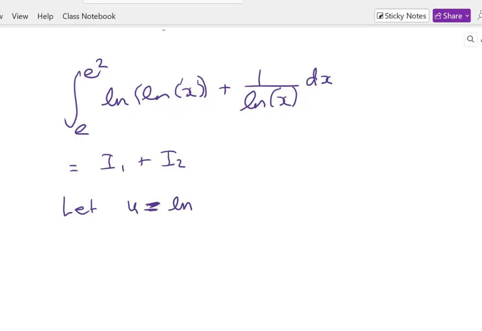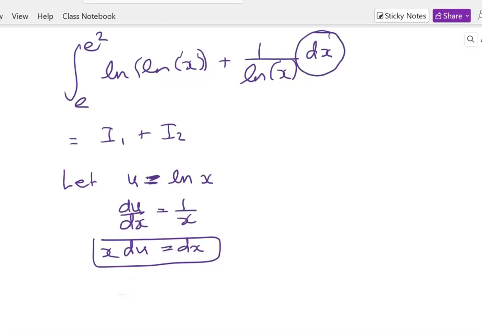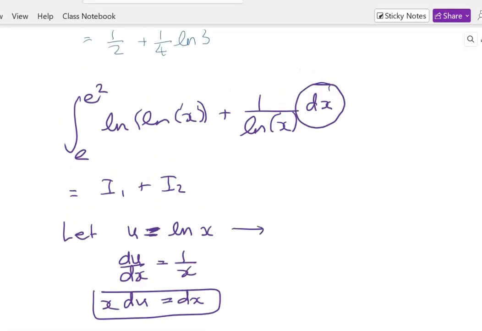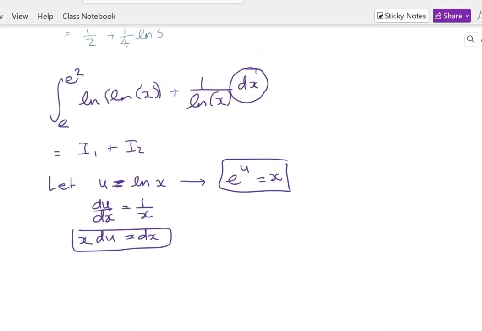So let u equal the natural log of x. That gives me du by dx is equal to 1 over x. So x du is equal to dx, separating the variables. Now, we really don't like this. Our job is to replace dx, but in terms of u. So working back to here, we get e to the u is equal to x. And that means that when I split this up, I'm going to replace that dx by e to the u du. Okay, so let's look at what we're ready to replace.